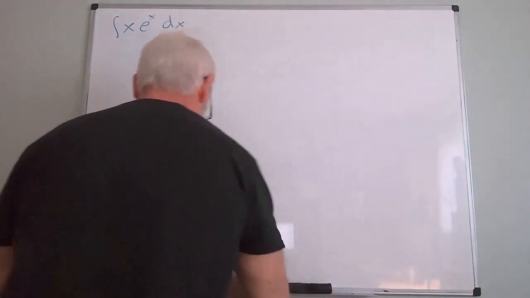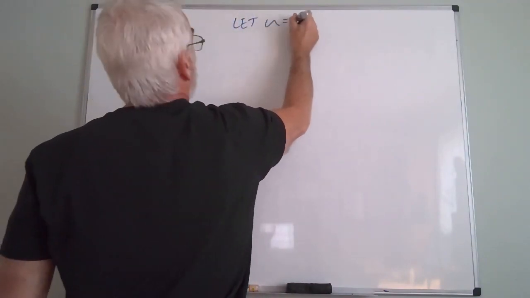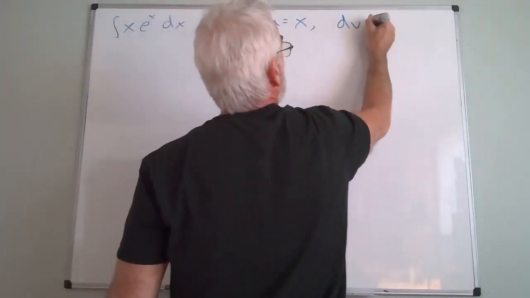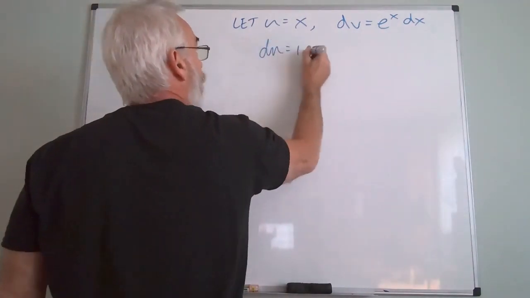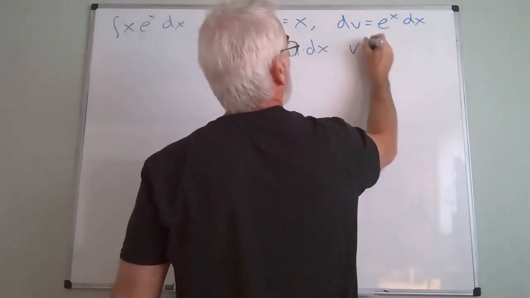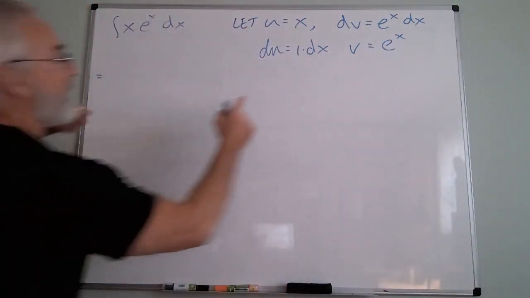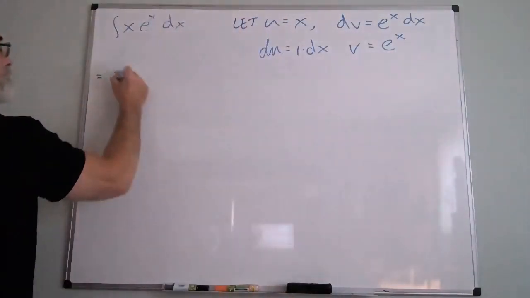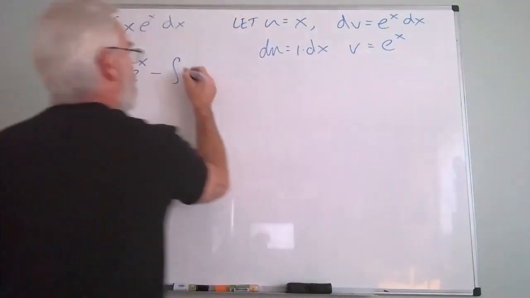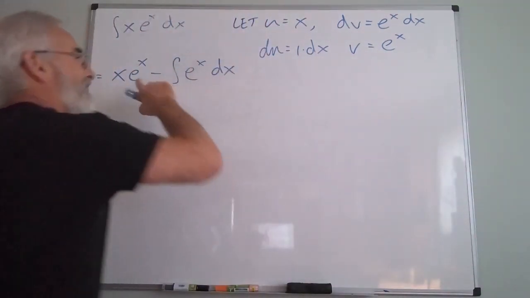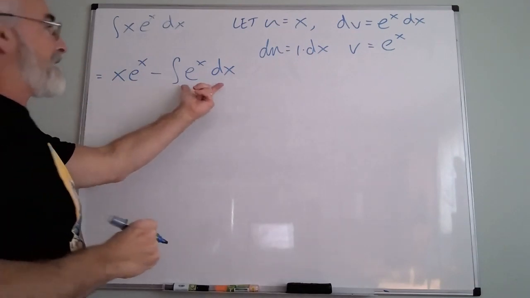So instead, we're going to let u equal the x term, and then dv being e to the x dx. Then my du is simply 1 dx, and my v is still e to the x. Now you'll notice my new problem, uv minus the integral of v du. So that's just minus e to the x dx. And that integral is simple. The antiderivative of e to the x is e to the x.